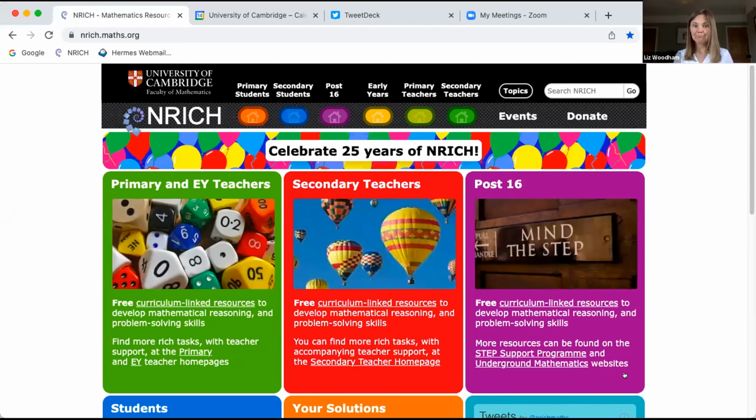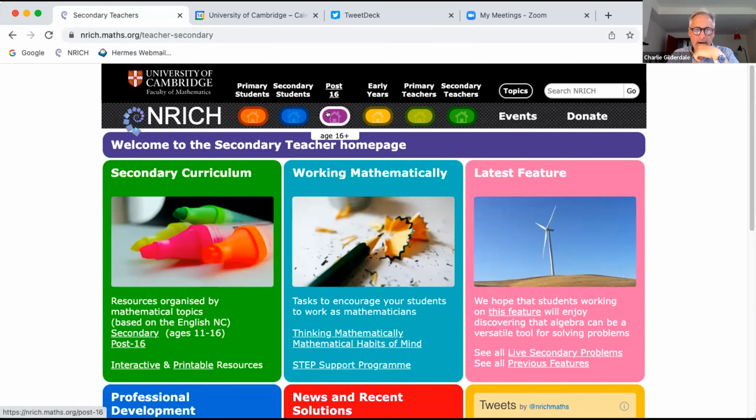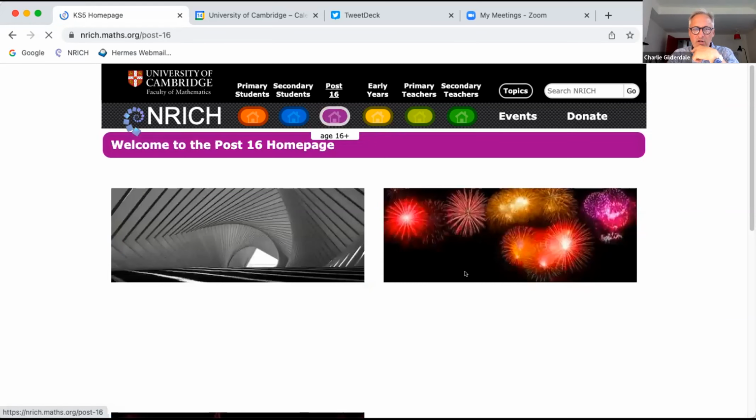Okay. Yes. So the first one that you shared was the secondary curriculum. Yeah. So that'll be the secondary teachers big button, or the blue box, the red box. Yep. So here we are, and that's the secondary curriculum. And then past secondary features, I think is in the pink, over here on the right hand side. Yep. And then the STEP link you showed, that'll be in the post 16, up in the top, the purple lozenge.